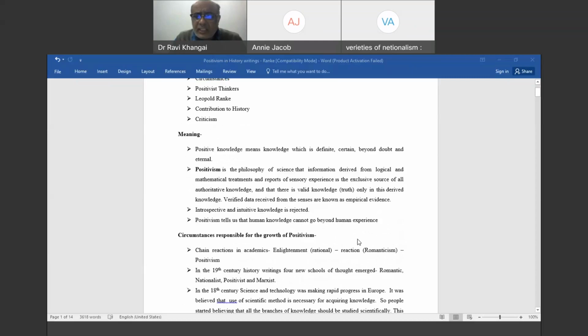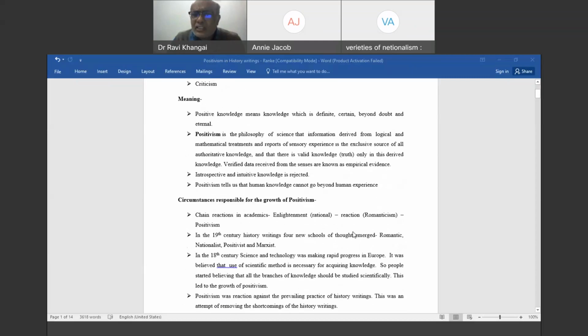So the reason behind the emergence of positivism is that there were a lot of lacunas in knowledge creation, and we'll take the case of history writing. In history writing, a lot of history was written based on secondary sources. People did not try to go to the primary sources to verify. A lot of archives and old records were not available to the people.